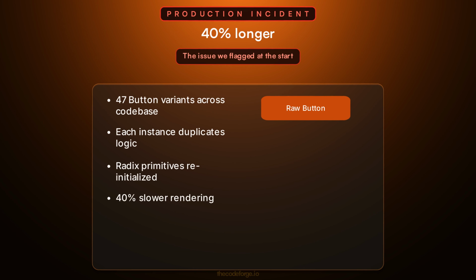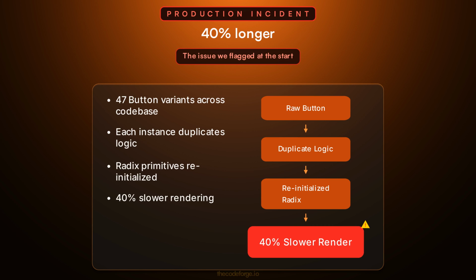This is the same issue we highlighted at the start. Here's exactly why that happened. A team with 50+ button instances across 12 pages had no shared wrapper. Each instance included its own styling and event logic, causing Radix primitives to reinitialize. The result was a 40% slower initial render and a Lighthouse score drop from 85 to 62.